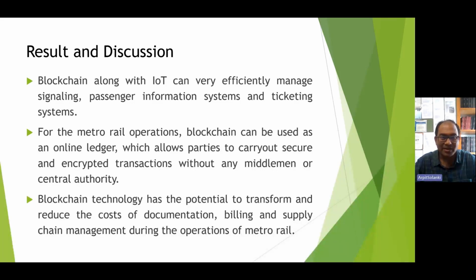So coming to the result and discussion, we can say that the blockchain along with the IoT can very efficiently manage the signaling, passenger information systems and ticketing. And then for the metro rail operations, the blockchain can be used as an online ledger, which allows the parties to carry out secure and encrypted transactions without any middleman or central authority. And then the blockchain technology has the potential to transform and reduce the cost of documentation, billing and supply chain management during the operations of a metro rail.